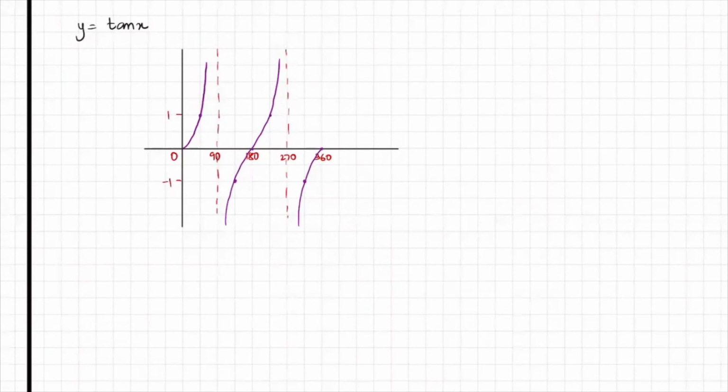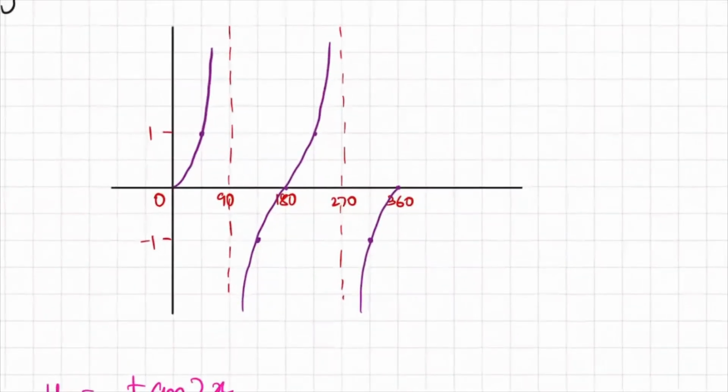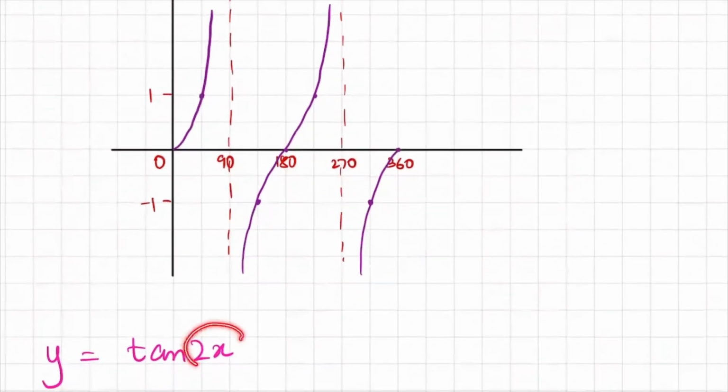This is the graph of y equals tan x. What would the graph of y equals tan 2x look like? This is very interesting. Okay, so the asymptotes were at 90 and 270, right? 90 and 270. What are the half of these? Since there's a 2 over here, I have to halve everything. So 90 divided by 2 is 45. 270 divided by 2 is 135.